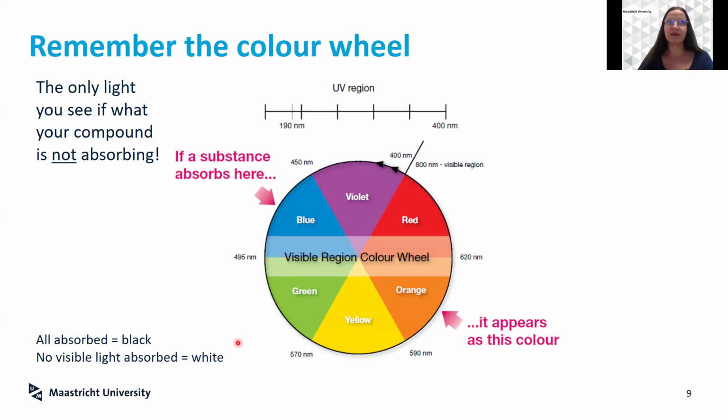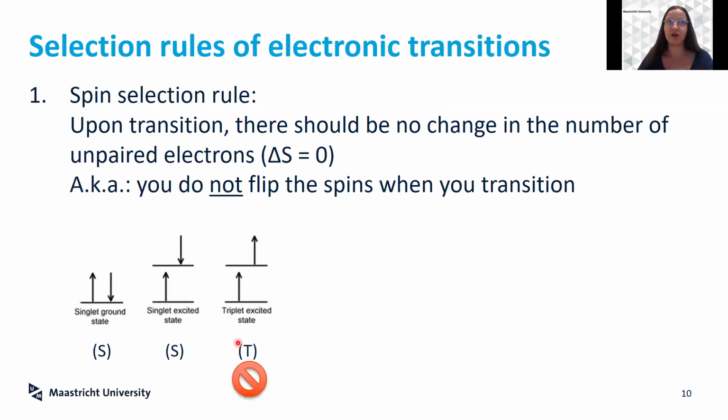This brings us into the idea of selection rules in electronic transitions. So we had selection rules for vibrational levels. These ones are selection rules for electronic transitions. The vibrations are not bound to this rule, and the electronic transitions are not bound to vibrational rules.